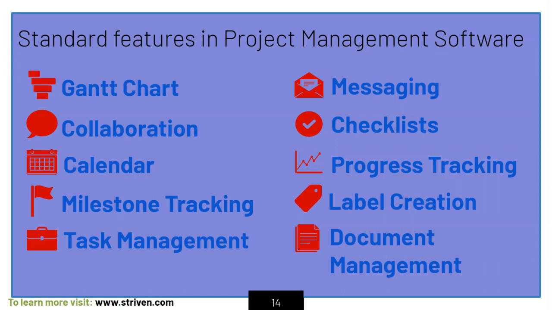Label creation allows tasks to be given labels for more detail and separation of needs. And finally, document management allows for documents to be shared, and oftentimes this is an integration with Google Drive or Dropbox. So with project management software, you get some tools to help manage your project. But how about those things we talked about earlier? Is anything missing on this list that might be helpful to have in your software?